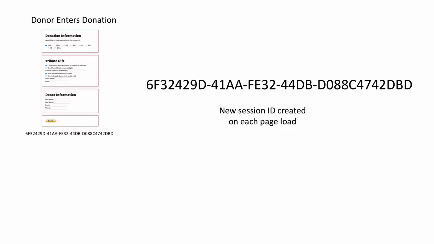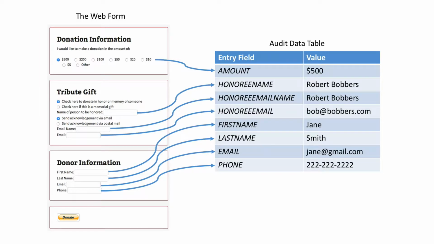What happens is that code is going to be tied to the entry for a donor and travel through the entire process. So let's start with a donor entering a donation, and a new session ID is created on each page load with that code. From there, what happens is all of the information on a form corresponds to these fields we pointed out. For example, first name and last name, email, phone, and so forth.